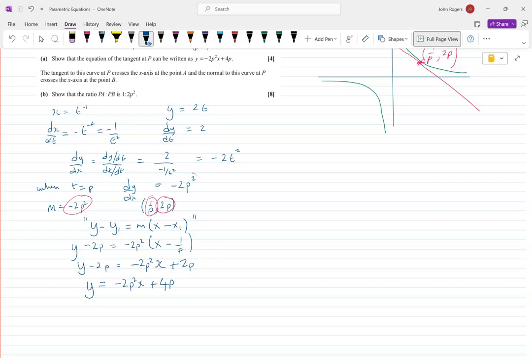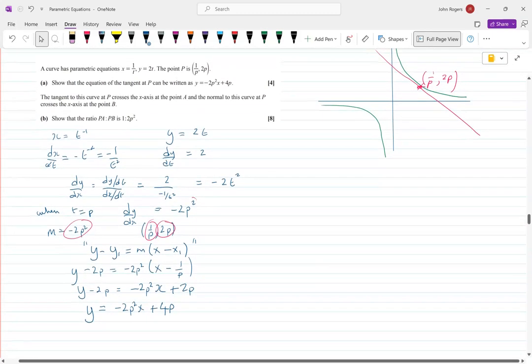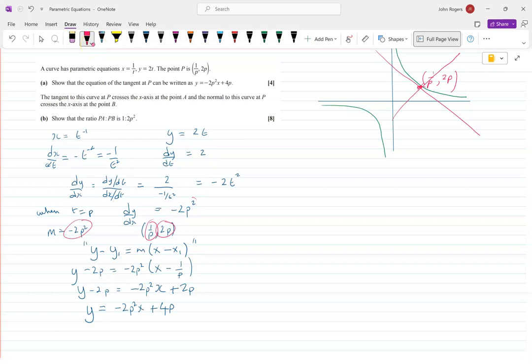Right, now part B is considerably more involved. Basically, they start talking about a normal there, and they say that the tangent to this meets at point A, and the normal meets at point B, and it's saying basically that these two sides here are in the ratio that they've given.